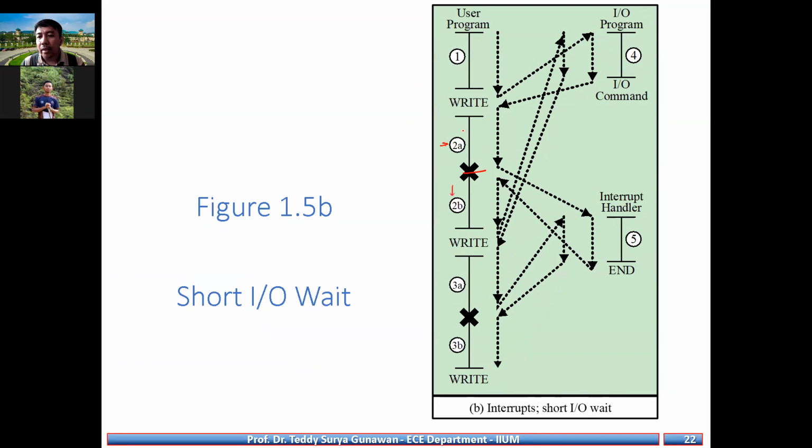It doesn't matter, because when you serve the interrupt, it will save all the necessary state before it attends to the interrupt, so that when the interrupt finishes, you can continue as if nothing happened. So this is short IO wait.